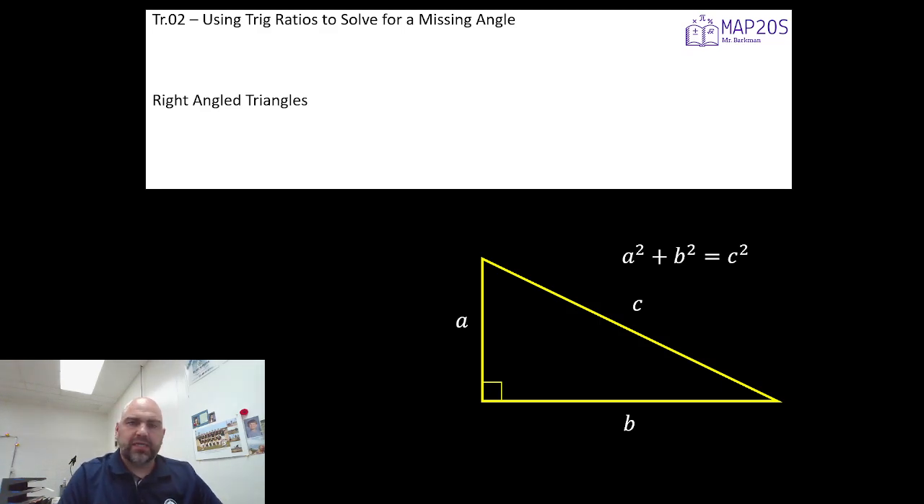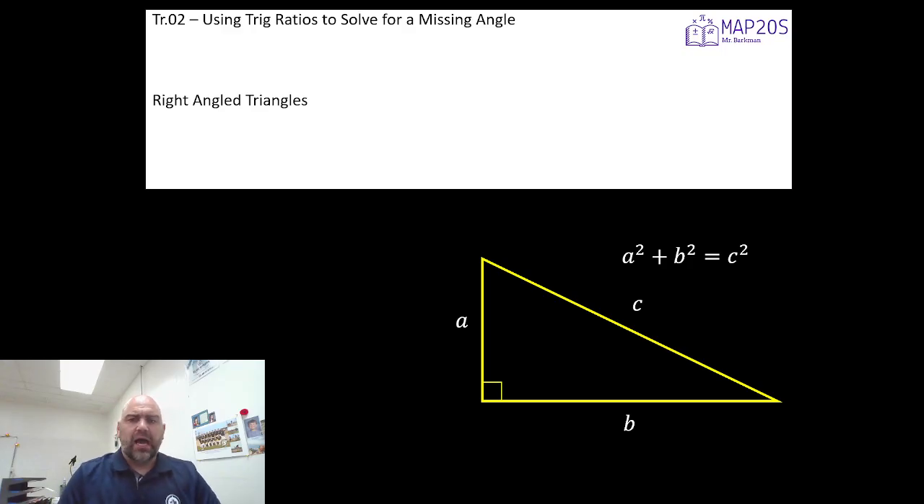In this lesson, we're going to take a look at using trig ratios to solve for a missing angle. We're going to go over some basics of looking at triangles, how we understand them and how we label them. And then it's going to move more into how we actually solve using our trig ratios. I'm going to start off with a right angle triangle, which you may or may not have seen in the past.